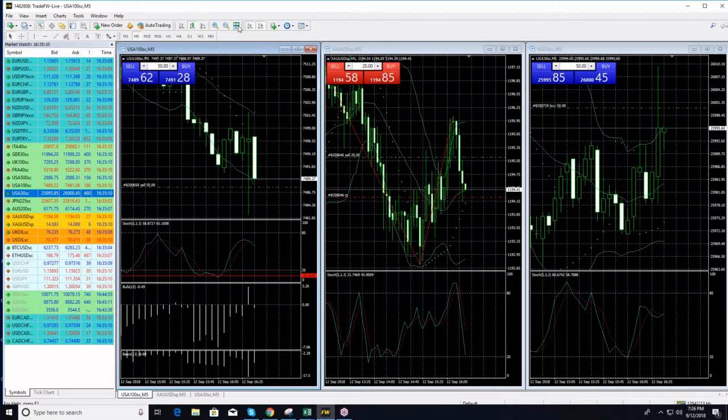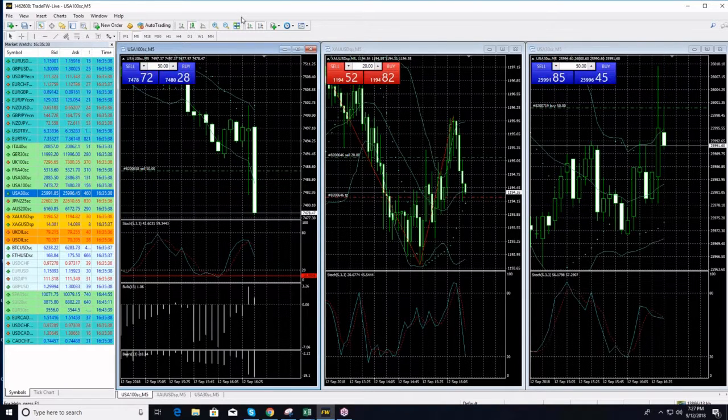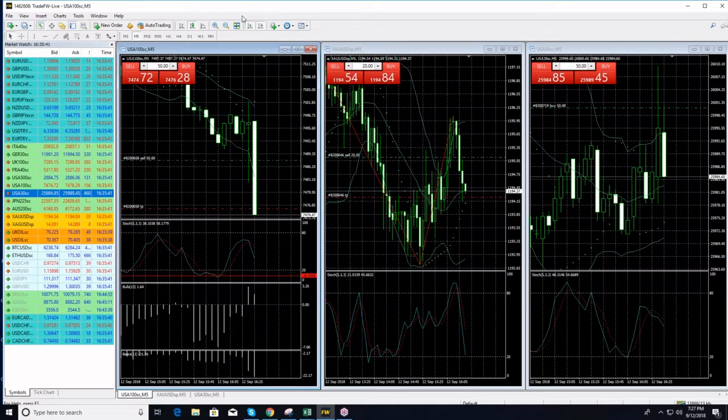There we go. USA 100 is giving us some nice profits. Yep. $600 on gold. On USA 100, we are making also $400. And there we go. We hit our take profit on USA 100 with $580 profit.